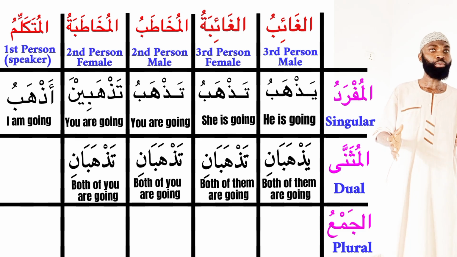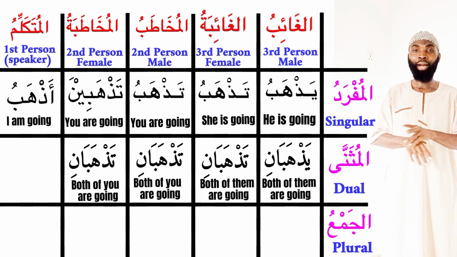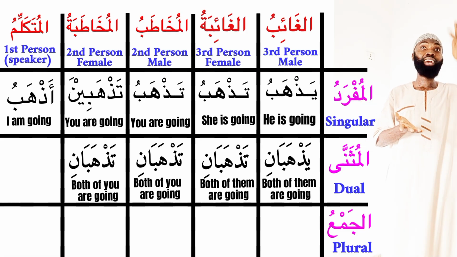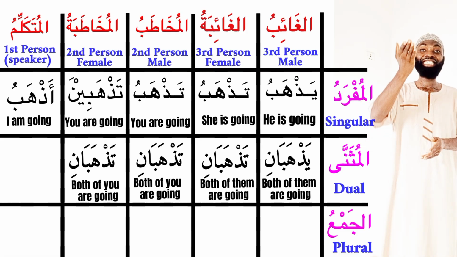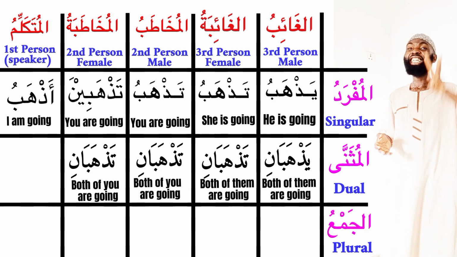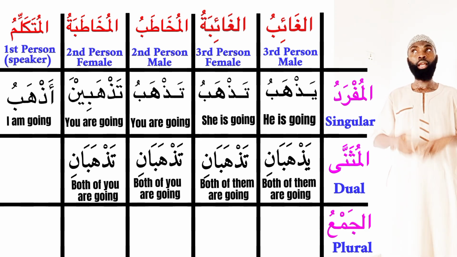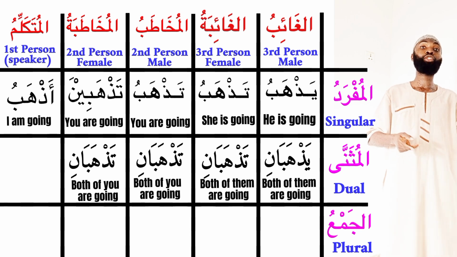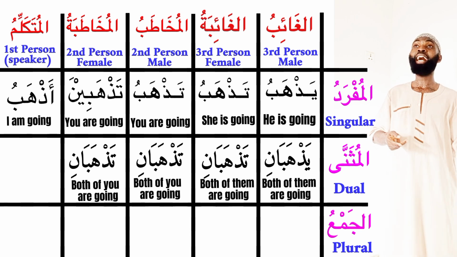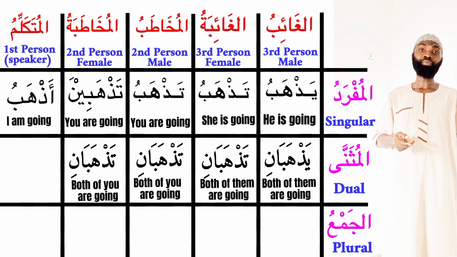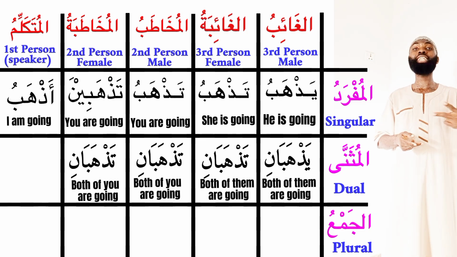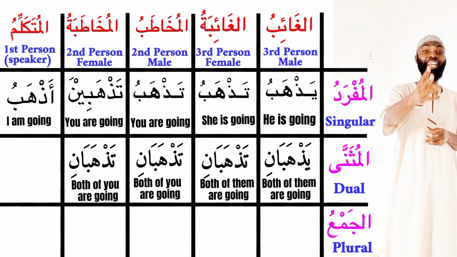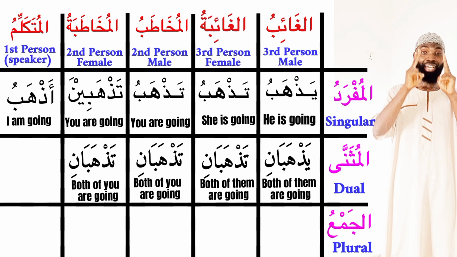Now the question comes, how come we are seeing three tadhabani in a row? Of course, this is the formation. Tadhabani, tadhabani, tadhabani. So tadhabani is used in three situations. Can you mention them? The first one is when you have two females that you are talking about. You simply say tadhabani, both of them are going. The second situation is when the two males are in front of you, you are talking to them, it is tadhabani. If they are females, it is tadhabani.